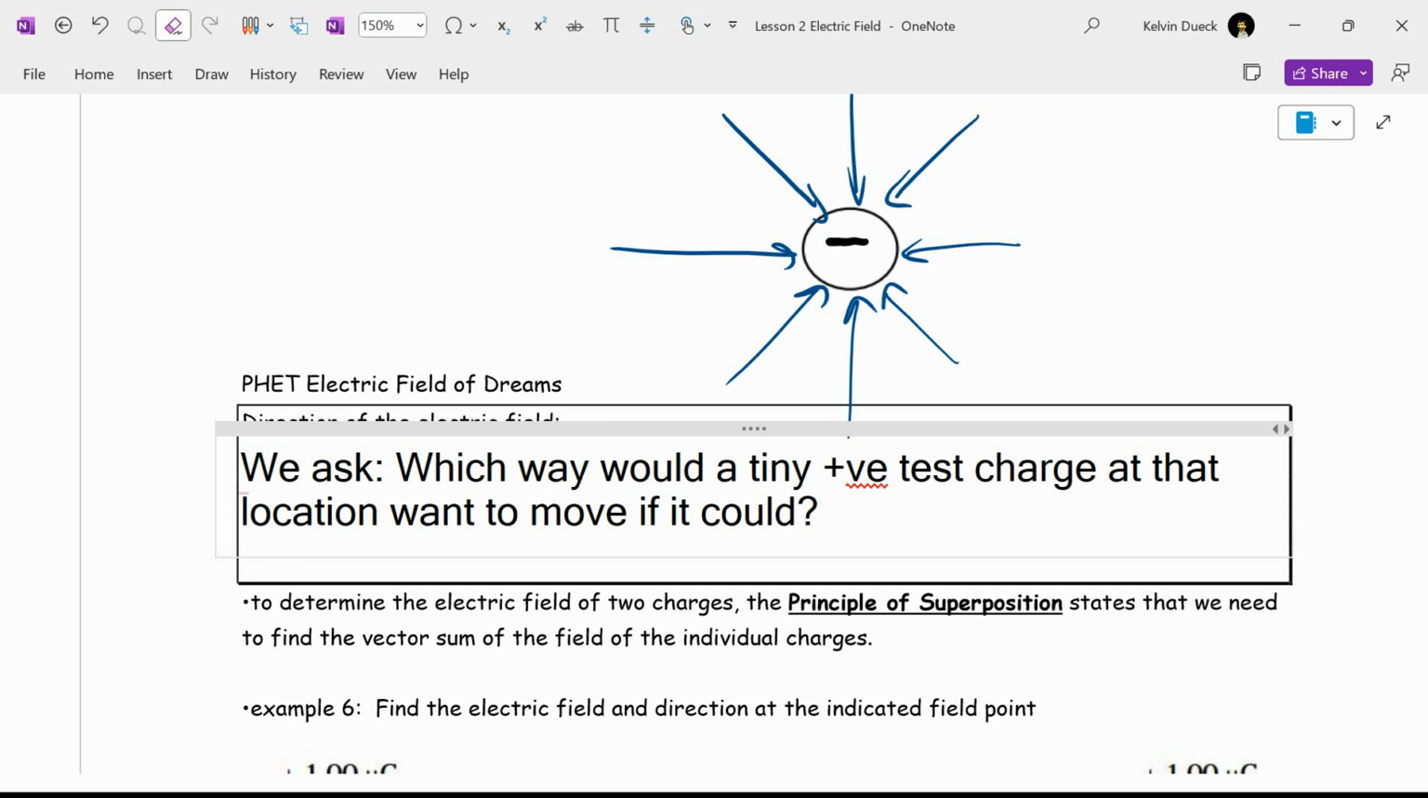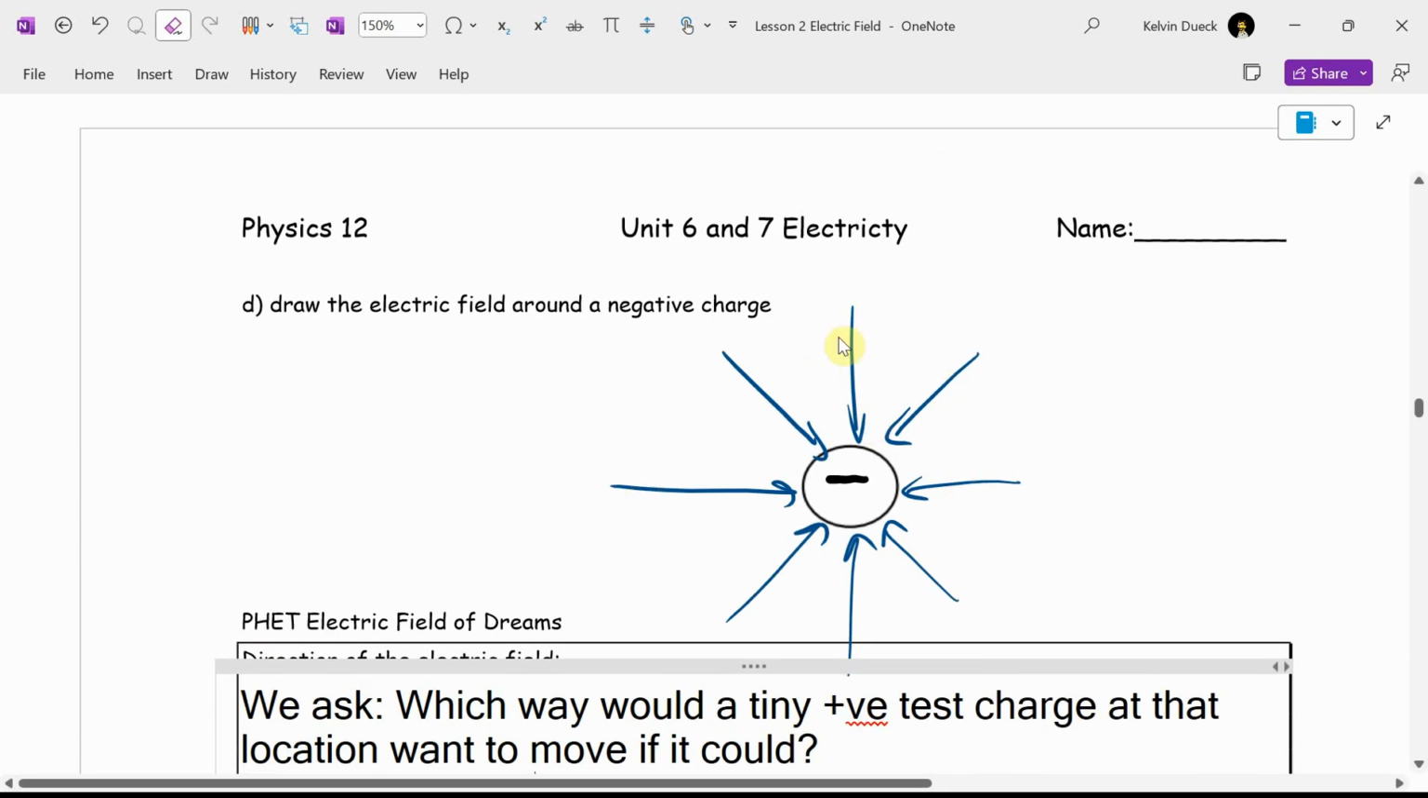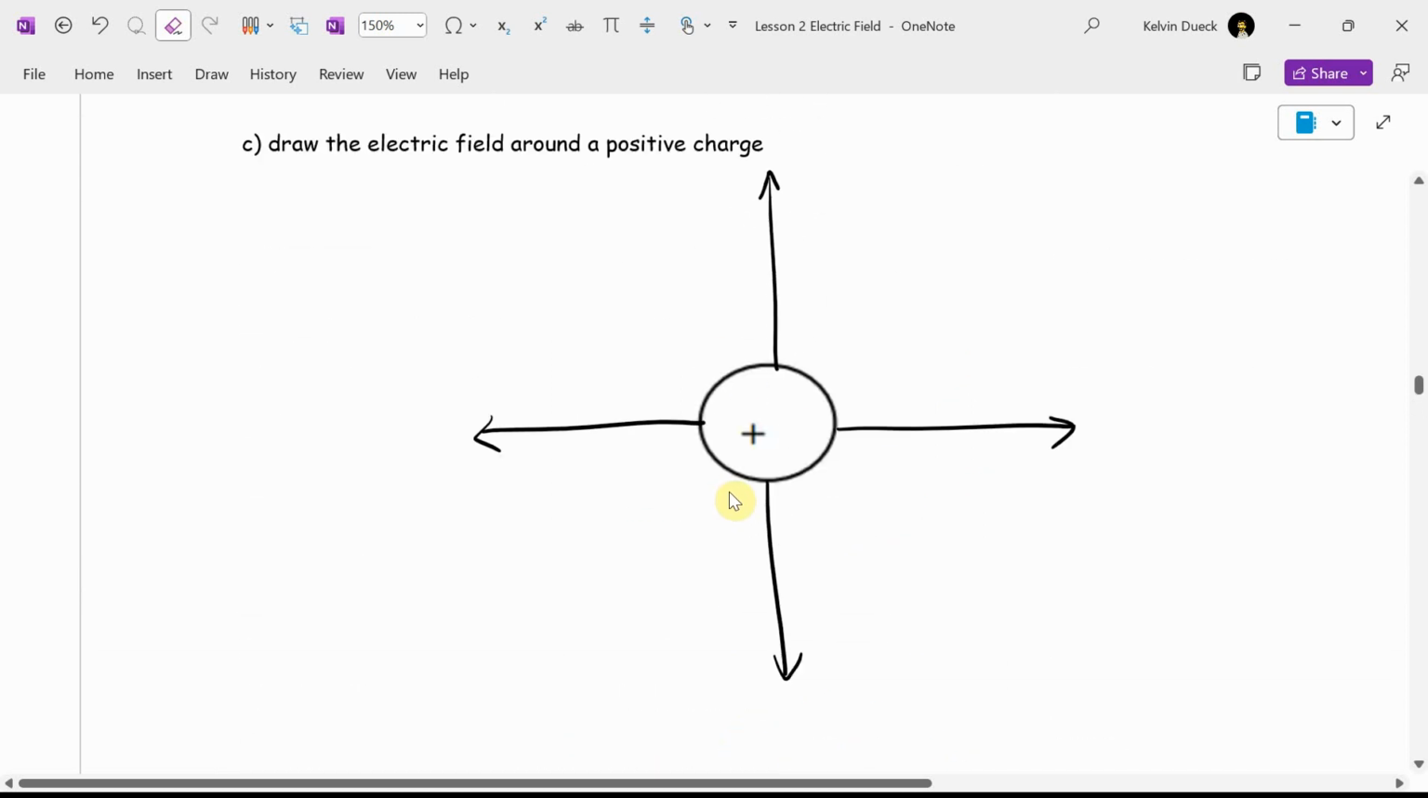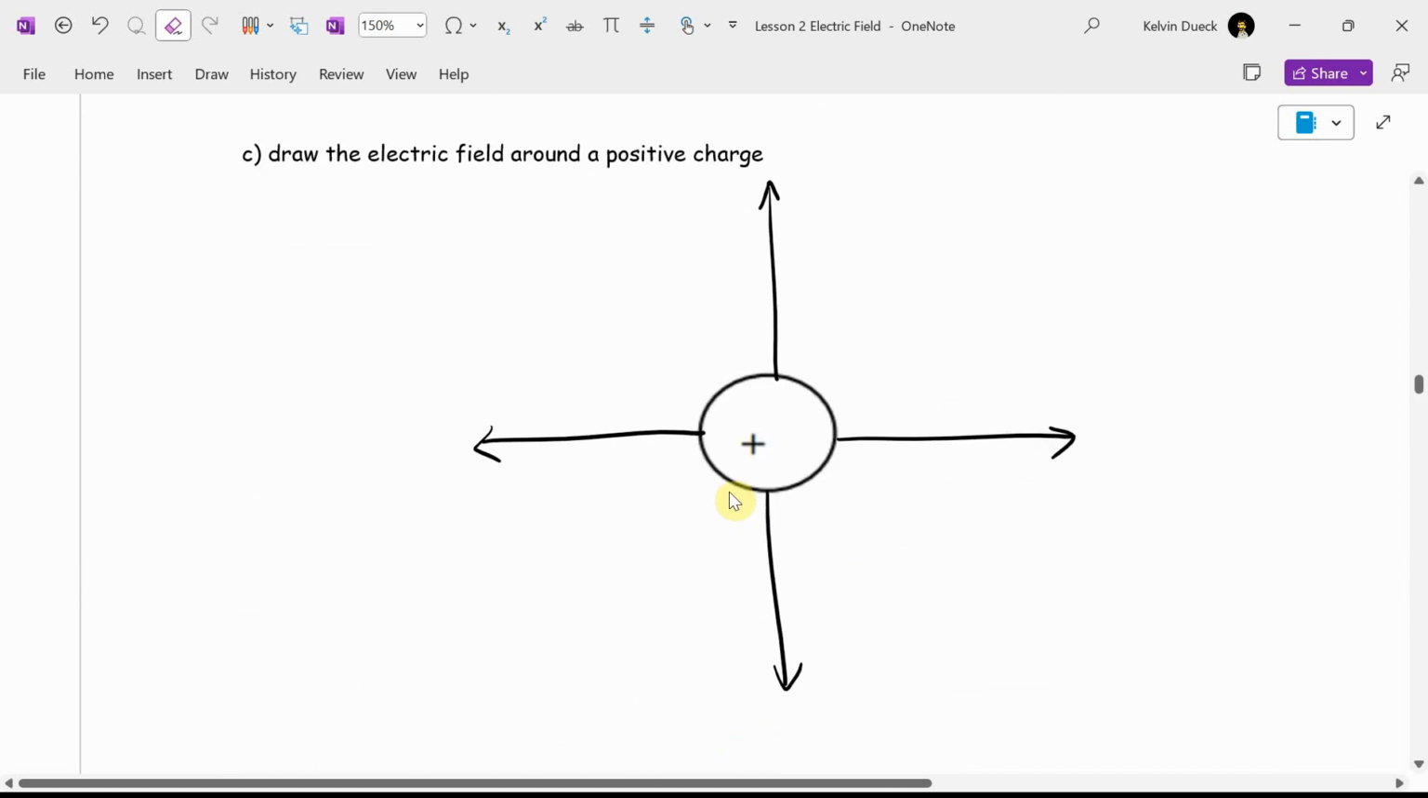There's a shorter version of this, and in fact, this is what a lot of textbooks say. You can add this if you want to. The short version is from positive to negative. That's the direction of electric field. The only reason, Gibson, I don't go with that is in this picture up here, do you see a positive charge anywhere? You only see a negative. In this picture here, do you see a negative charge anywhere? So it's which way a positive at that location would want to move if it could.